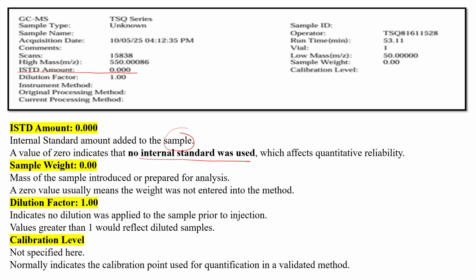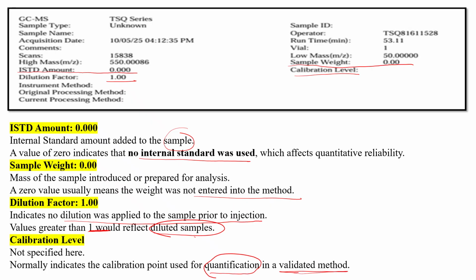And then sample weight 0, this means that the mass of the sample introduced or prepared for analysis was not entered into the method. Then dilution factor 1 means that dilution was not applied to the sample prior to injection, and values greater than 1 would reflect diluted samples. Then calibration level, not specified here, normally indicates the calibration point used for quantification in a validated method.